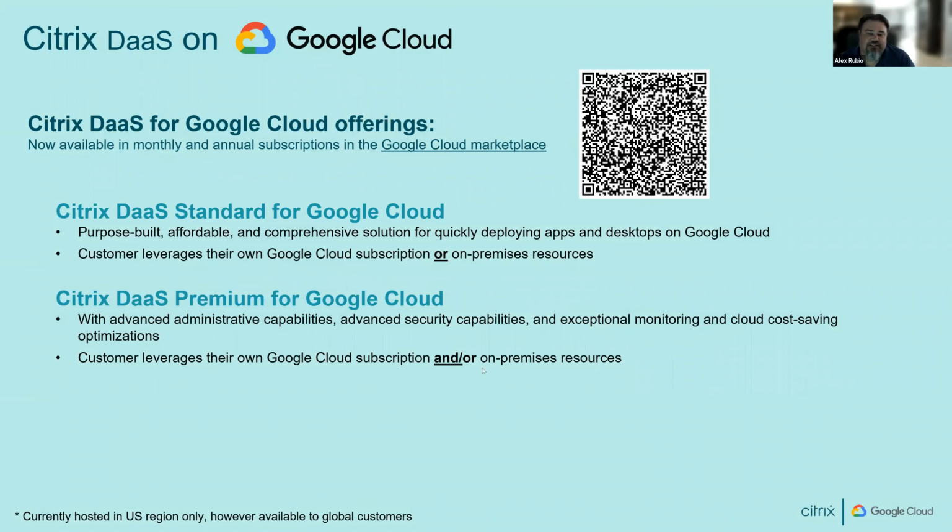So let's talk a little bit about Citrix DAS on Google Cloud. We have our Citrix DAS Standard and our Citrix DAS Premium editions that are available today in the marketplace. If you scan that QR code, it links directly to the marketplace so you can see it and buy it directly from there. With these editions, you can provision desktops to your on-prem resources as well as your Google Cloud resources. Those are the two areas where you can deploy desktops and apps to.